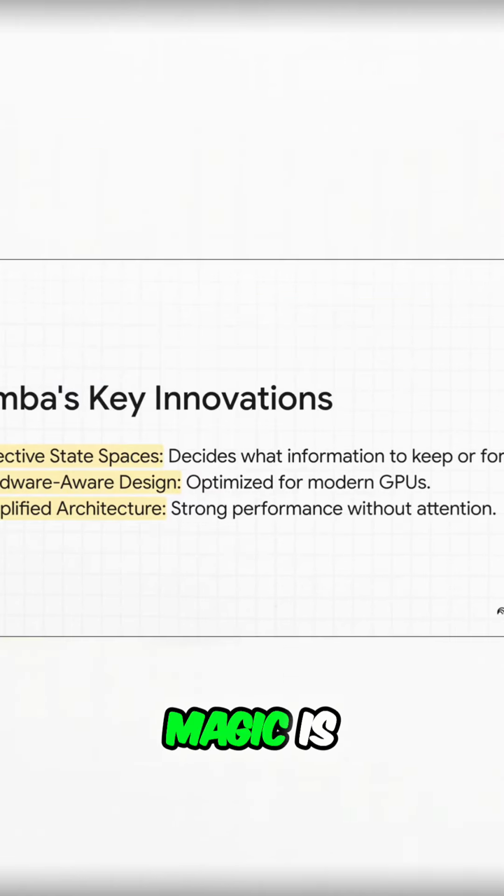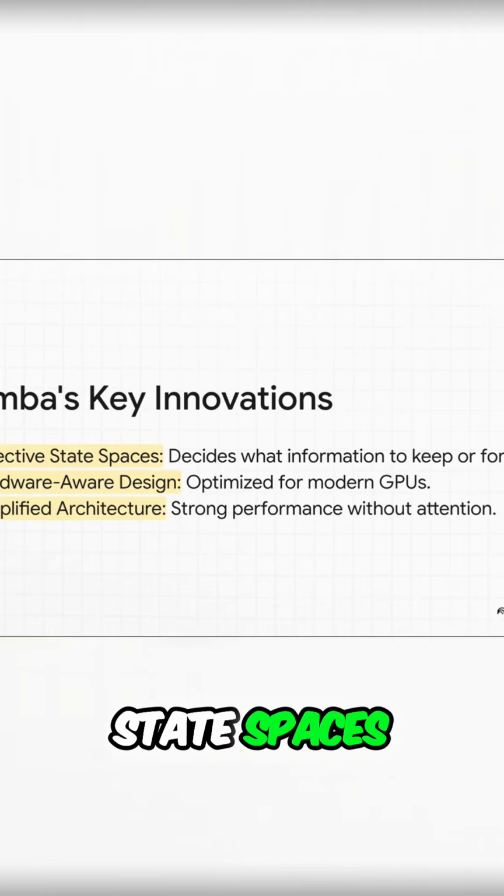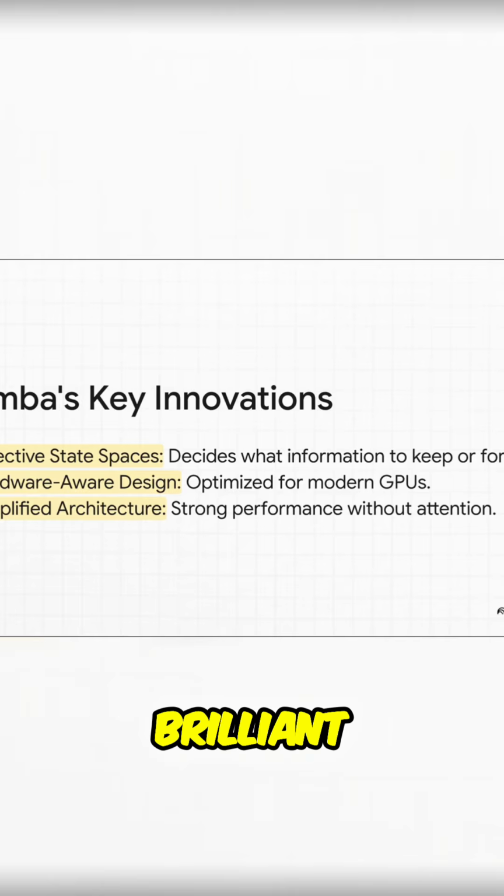The real magic is in its key innovations. The big one is something called selective state spaces. This is brilliant. It makes the model's parameters dependent on the input it's seeing right now. This gives it the power to dynamically decide, on the fly, okay, this piece of information is super important, I'll keep it, or you know what, this detail isn't relevant anymore, I can forget it. And they designed this whole thing to be super efficient, to run incredibly fast on modern GPUs.